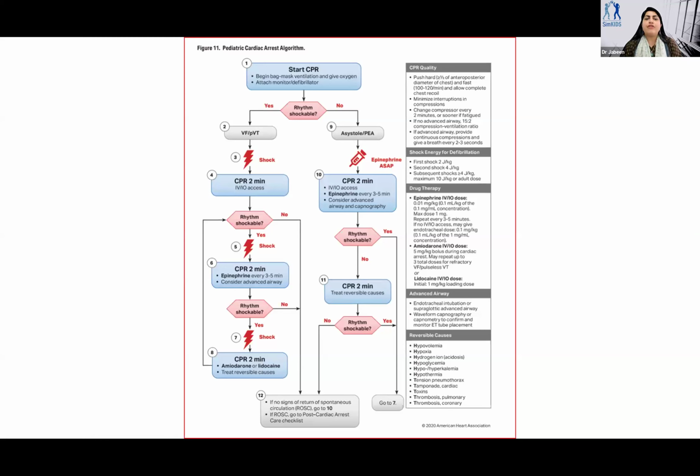This is the algorithm where they have changed that if you have asystole, I'm talking about the unshockable rhythm, like asystole or PEA, administer epinephrine as soon as possible. So it has gone from the algorithm in the 2020 updates of within 3 to 5 minutes. Now it says as soon as possible.